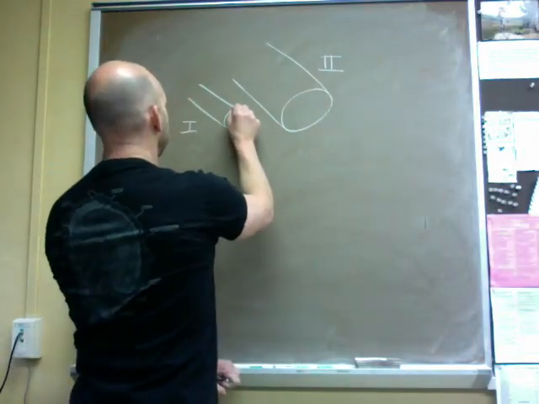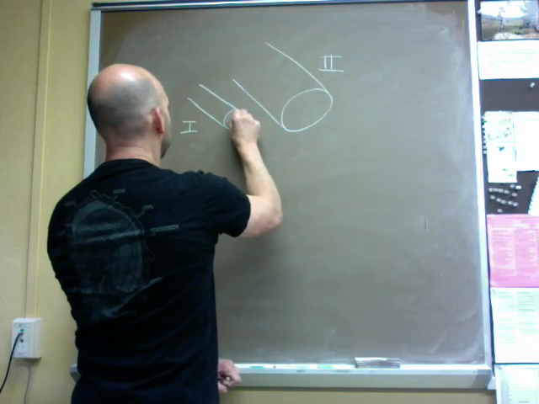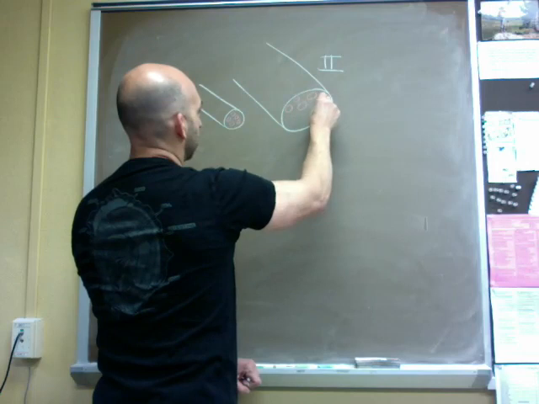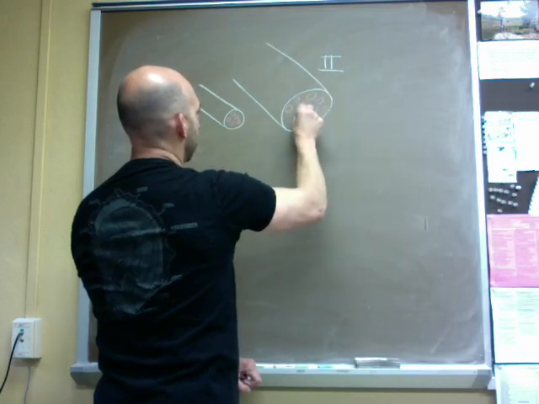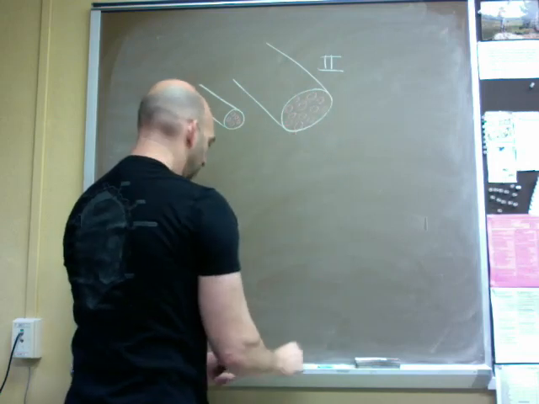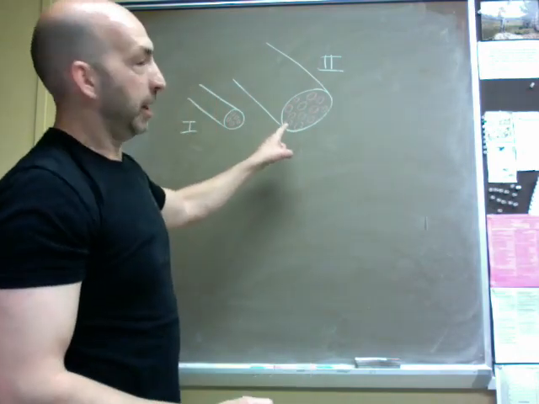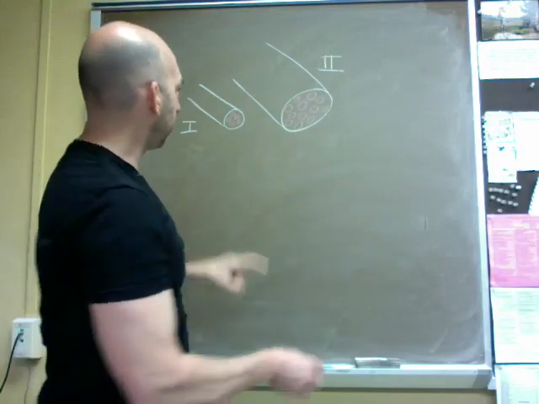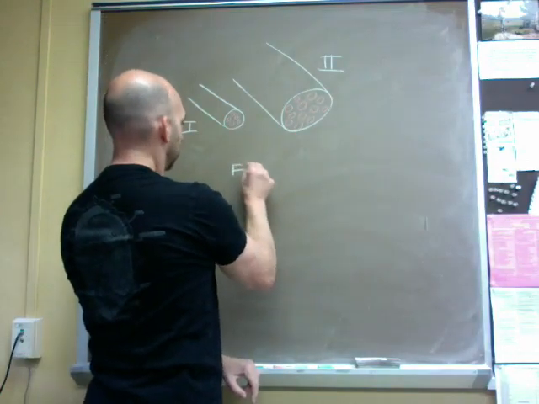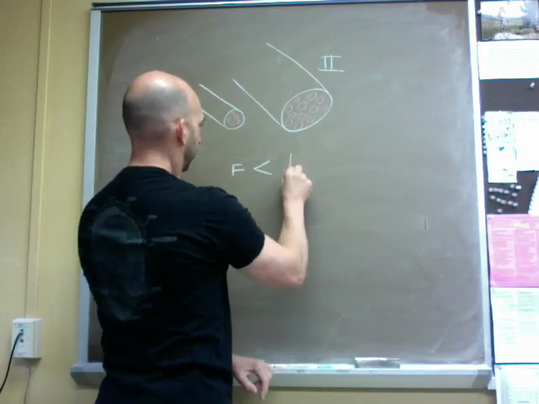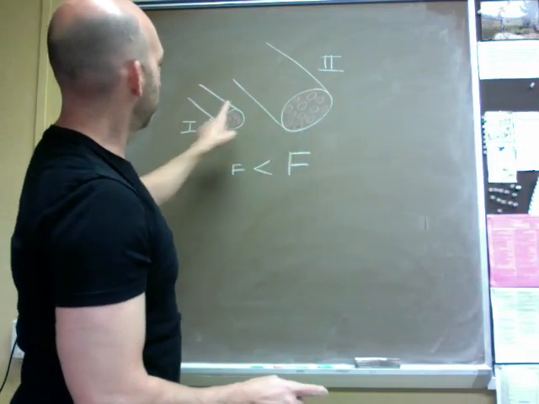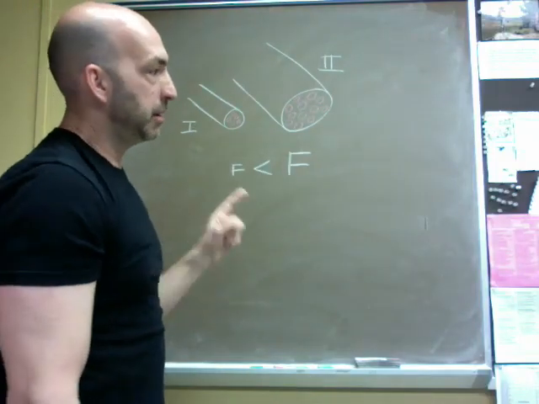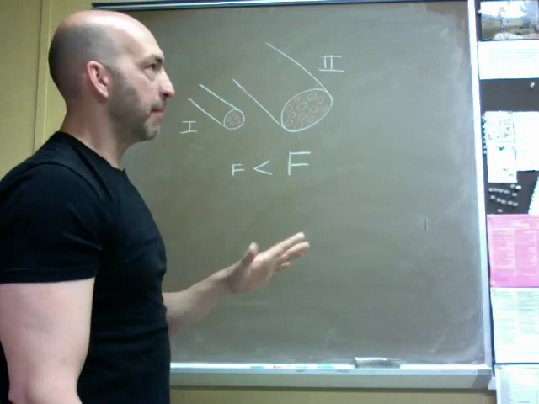Remember, our myofibrils would be running longitudinally through these fibers. The myofibrils are probably bigger in a type 2, plus there are probably more of them. And so cross-sectional area is proportional to the amount of tension you develop. So this fiber generates more force, right? This fiber generates more force than that fiber.